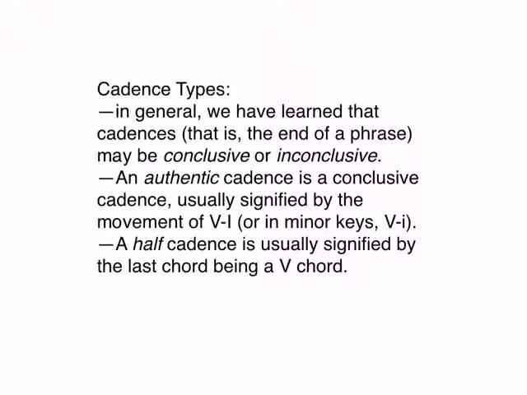So let's talk about cadence types now. In general, we've learned that cadences, the ends of phrases, may be conclusive or inconclusive. An authentic cadence is a conclusive cadence, usually signified by the movement of 5 to 1.